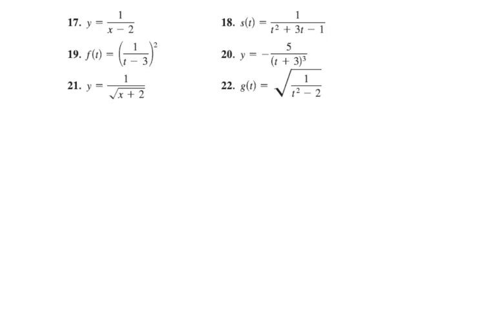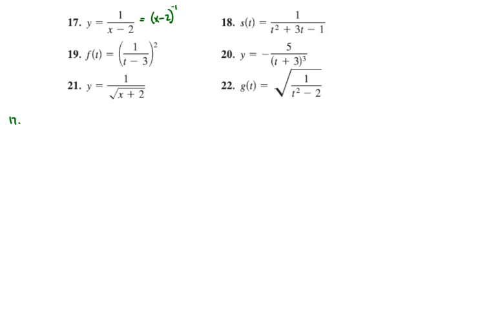In this video we'll go on to look at problems 17 through 22, and in each of these problems we can use the chain rule by first rewriting. So with 17 we can rewrite that as (x minus 2) to the negative first power. And when we rewrite in that way, the derivative is fairly straightforward.